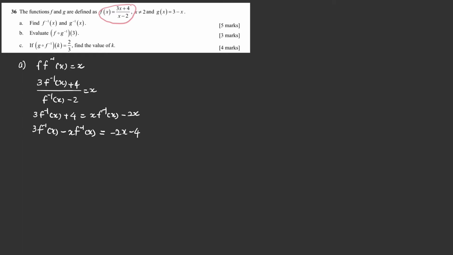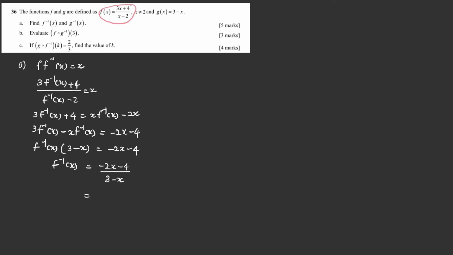Okay, lepas tu factorize dia, jadikan f inverse kat luar. So tinggallah 3 minus x. Dan yang belah kanan ni adalah negative 2x minus 4. So therefore your f inverse is negative 2x minus 4 over 3 minus x. Dapat dah jawapan. Tapi benda ini boleh disimplify.